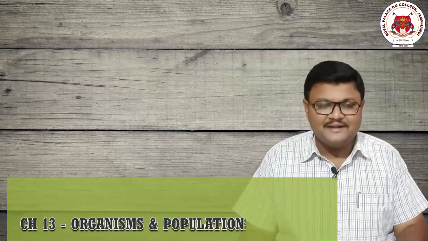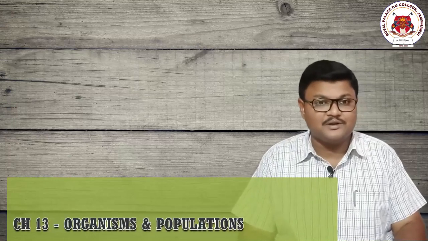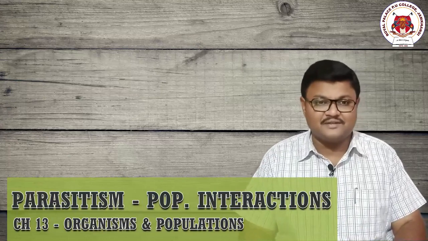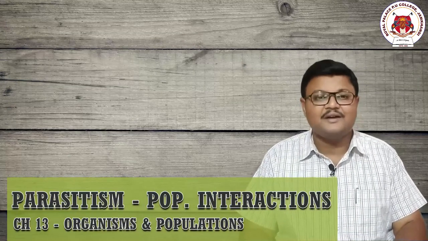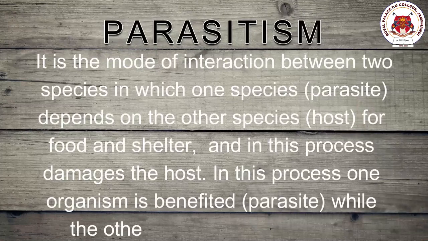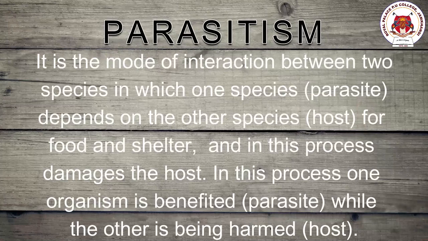We are studying a chapter called Organisms and Populations. In that, we are studying a topic called population interaction. In this topic, we are studying a subtopic, today's topic, called parasitism. So, let us study this parasitism and try to understand the different topics and examples this explanation has. Parasitism is another type of population interaction, and here also we find two organisms.